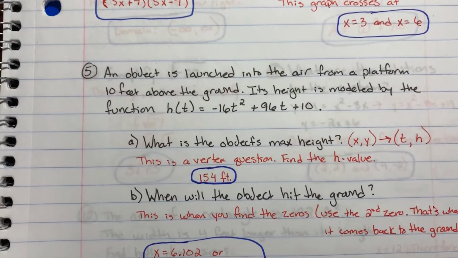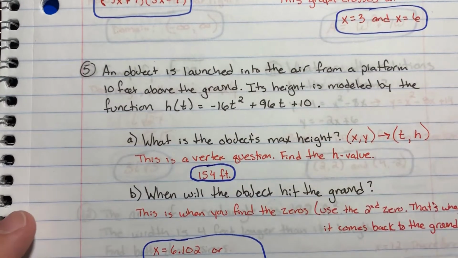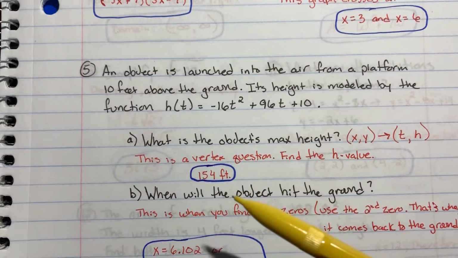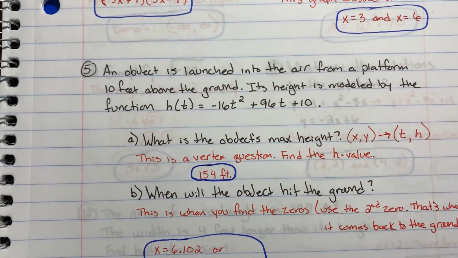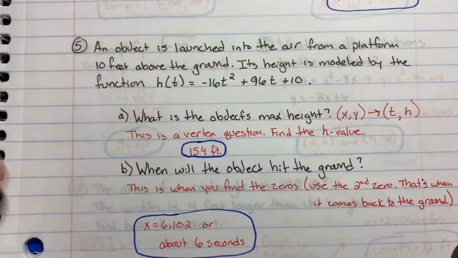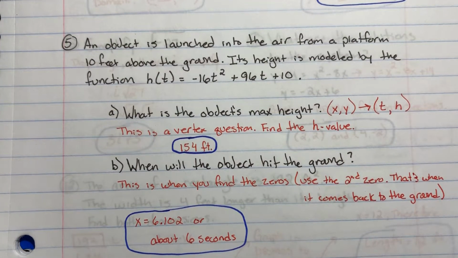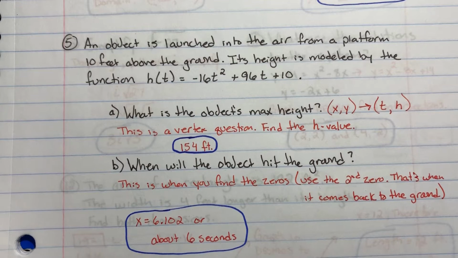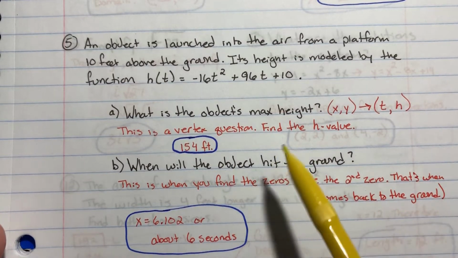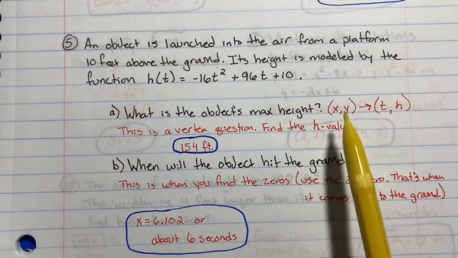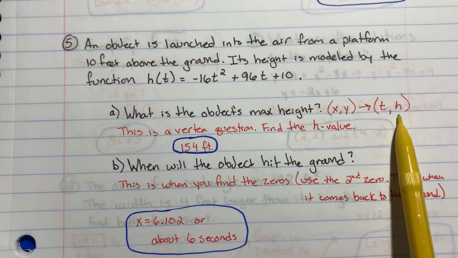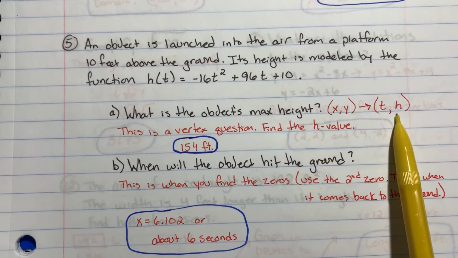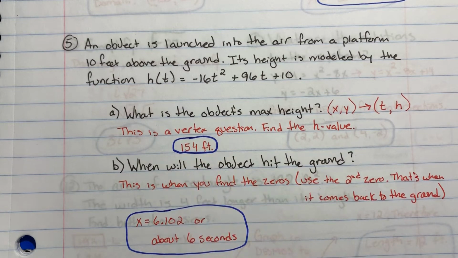Problem 5. Okay, problem 5 is two parts, question A, question B. You have an object that starts on a platform 10 feet above the ground, and then it's launched into the air, and this is the expression that would model that. First question says, what's the object's maximum height? That's a vertex question. That's where you can graph this in Desmos and then just click on the location of the vertex, and it will give you two values. Remember that those values are x and y, or in this case, a t and an h: the time it takes to get to the vertex and the actual height of that location. This one is the maximum height, so you're looking for that y value, the 154.